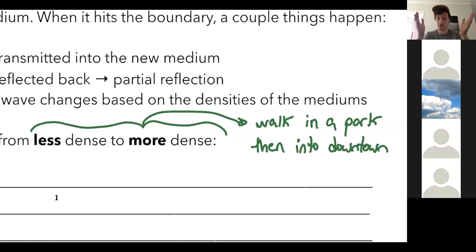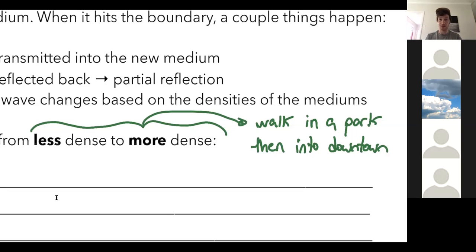You can run forever if you're in a park because there's nothing stopping you except for some trees. You don't want to hit the trees. But people wise, there's nobody in the park, so you can run or walk forever. But downtown, there's people everywhere. It's a lot harder. You probably can't walk or run as fast downtown. Less dense to more dense. So in a string, that would be like fishing line tied to this rope. The fishing line is a less dense medium, going to a thicker rope, more dense.